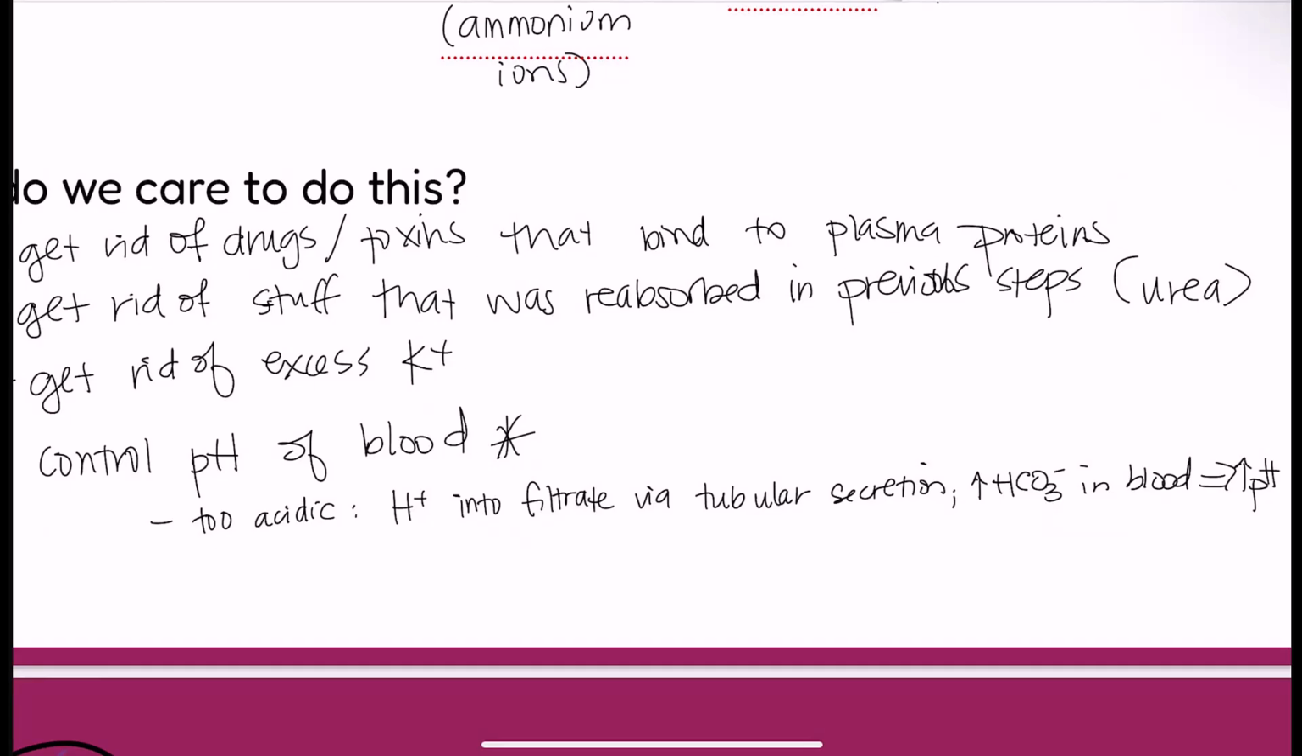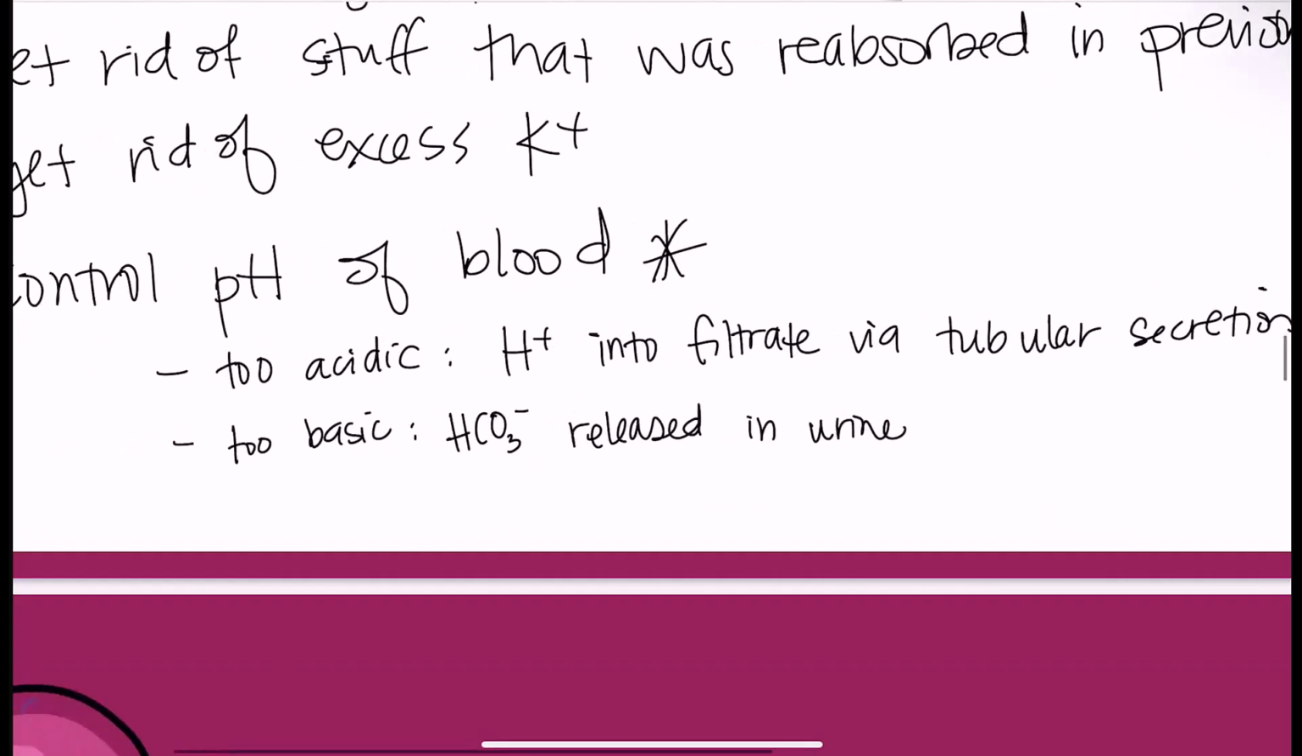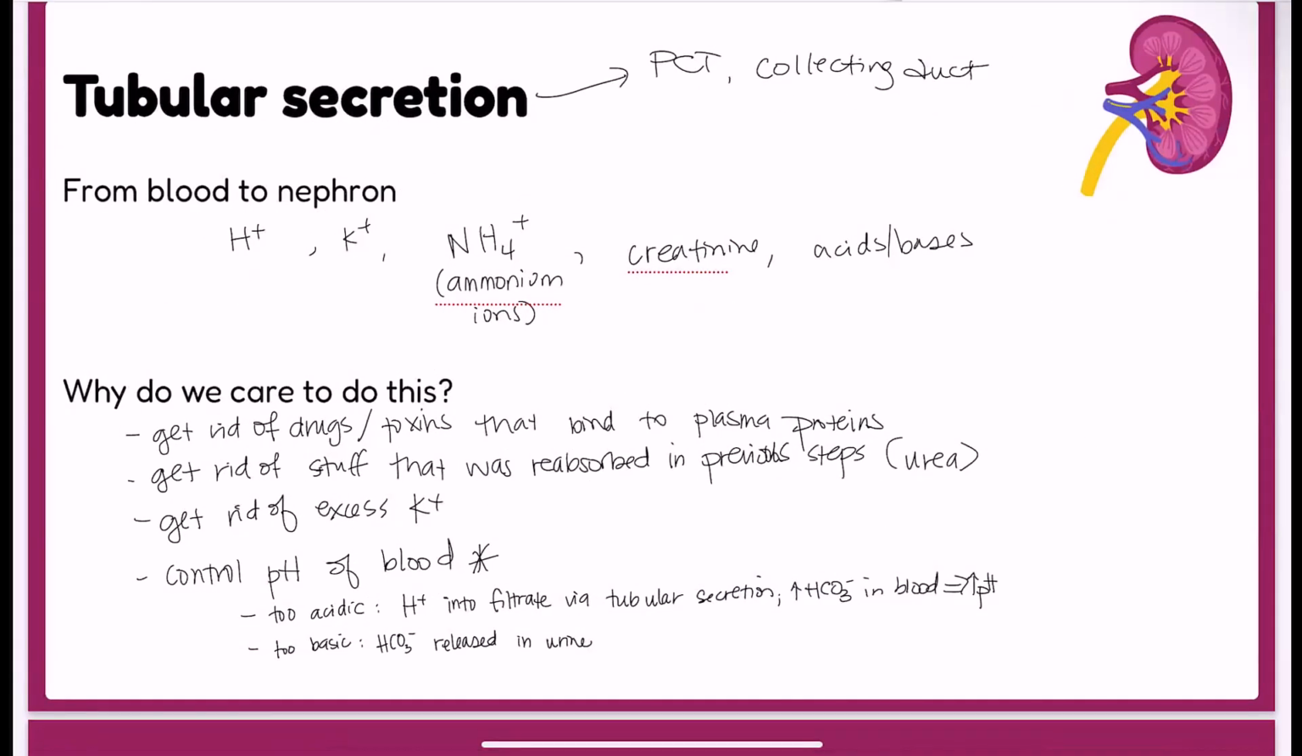If we are too basic, pH is too high, then bicarb can be released in urine. It's kind of like the opposite thing. But again, more on this later because we have a whole lecture for it. So that's tubular secretion. So there's three main jobs: glomerular filtration, tubular reabsorption, and then tubular secretion. And then all of that leads to the formation of urine.